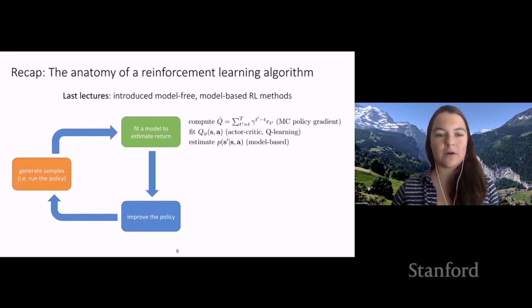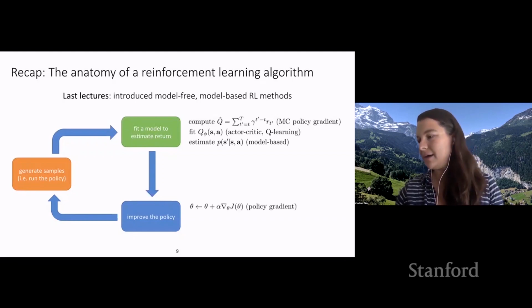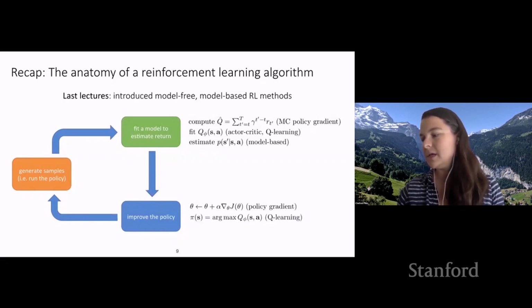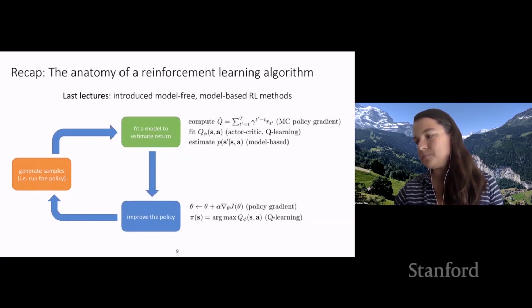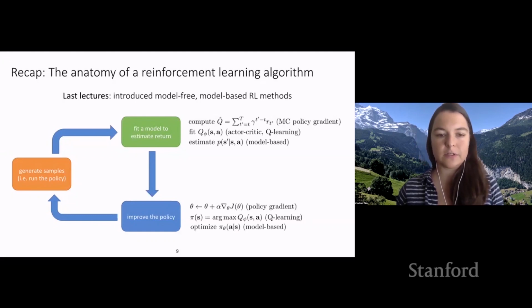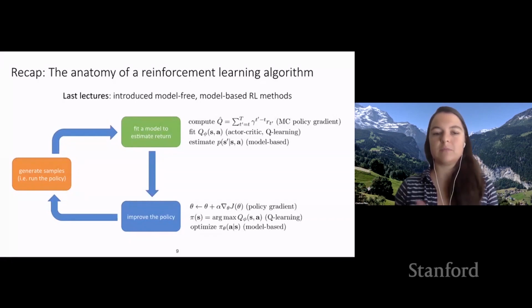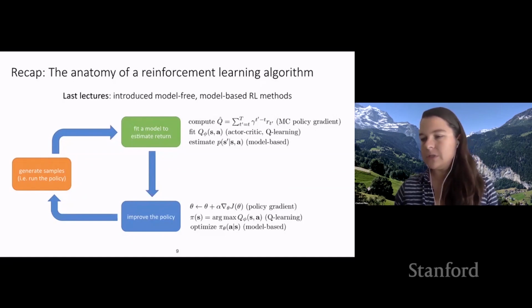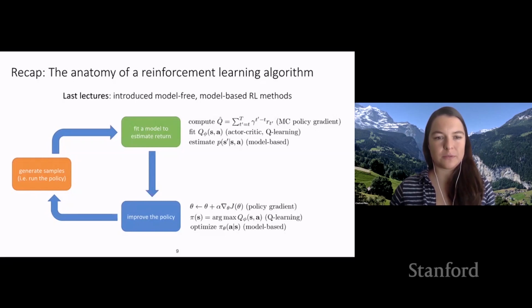And then once you have one of these estimates of the return, you can either use it to directly improve the policy, use it to compute the policy with regard to your current Q function in a Q-learning approach, or optimize a policy by, for example, backpropagating gradients from a model into the policy. So these are a general class of reinforcement learning approaches.